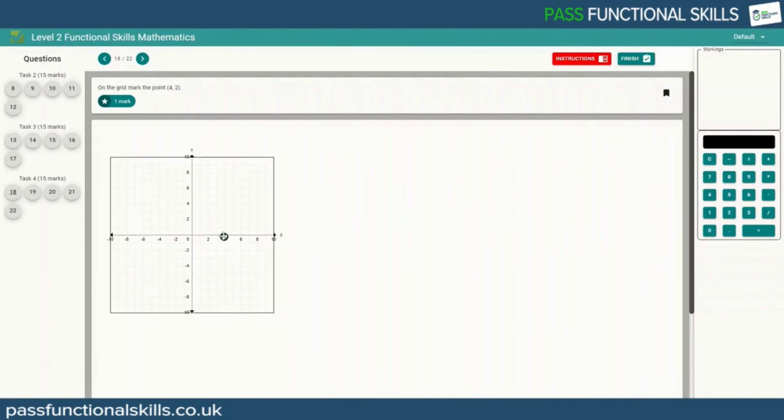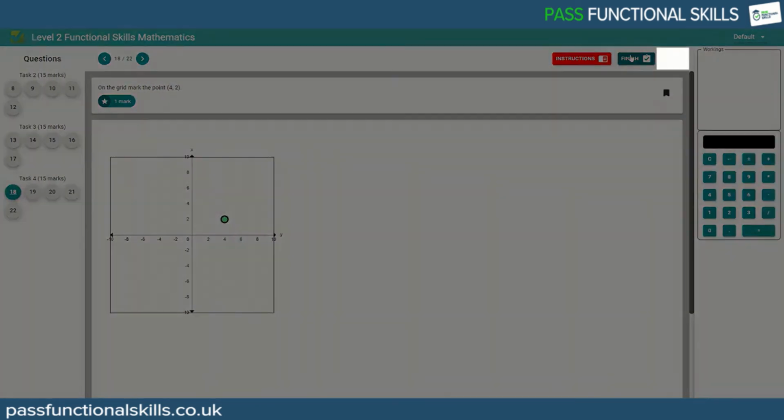So that's the x value, moving 4 directly across this line. If it was minus 4, you would move this way, but in this case it's positive, so we go plus 4. Then the y value given by the coordinates is 2, so we move up 2. And we just leave the mark there, and that's that question.